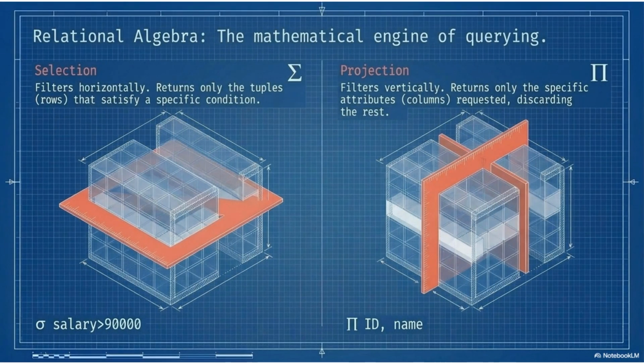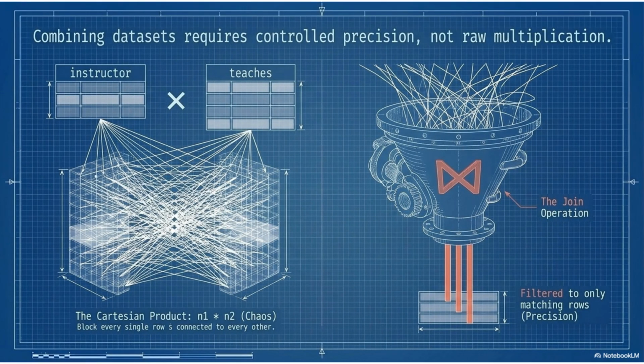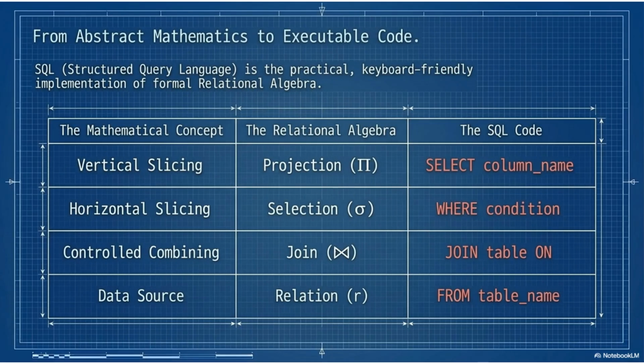Relational algebra is the mathematical engine of querying. Selection filters your data horizontally to find specific rows, while projection filters vertically to return only the attributes you need. Combining datasets requires precision rather than raw multiplication. While a Cartesian product connects everything, the join operation precisely links matching rows between tables. SQL is the practical implementation of these mathematical concepts. It translates vertical slicing, horizontal filtering, and data combination into readable, executable code.